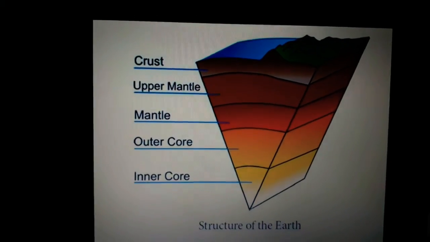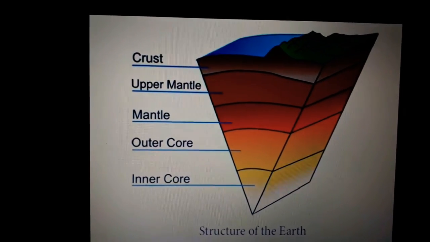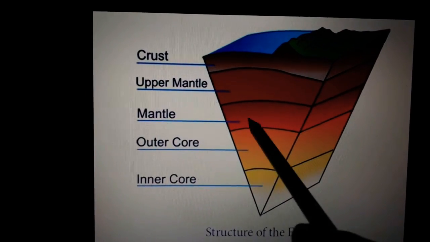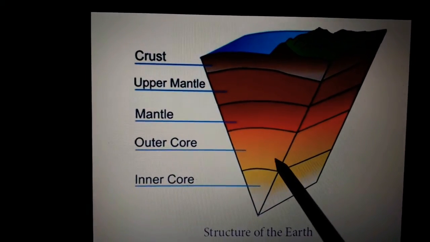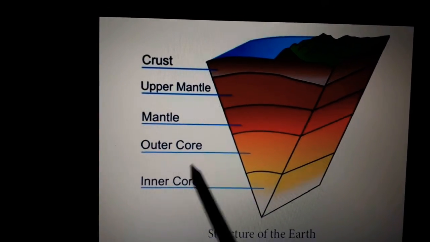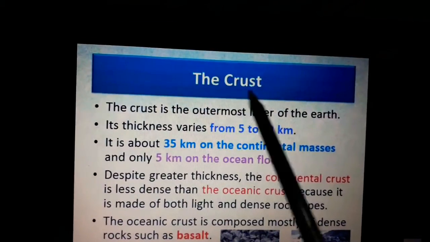This is one more structure of the earth. You can get more clarity in that. First crust and then upper mantle, lower mantle, outer core and inner core. So mantle has 2 further classifications and core has 2 further classifications. First we will see the crust.